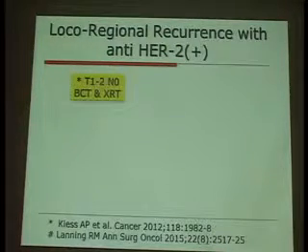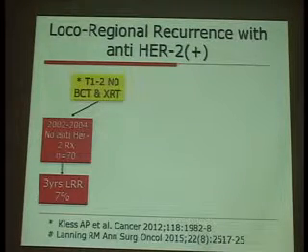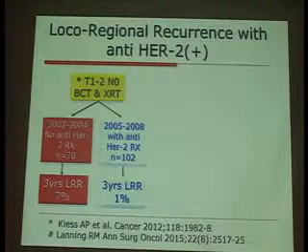So what we did, we wanted to look at the incidence of local regional recurrence before the use of anti-HER2 therapy. Keith and colleagues at Memorial reviewed our data and found, in 70 patients who were HER2 positive, had lumpectomy and radiation therapy, T1, T2 tumor, and N0, the local regional recurrence at 3 years was 7%, very high. What happened when we started using anti-HER2 therapy?